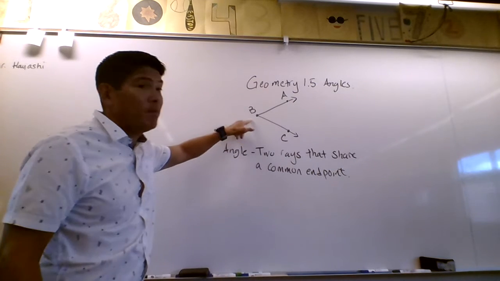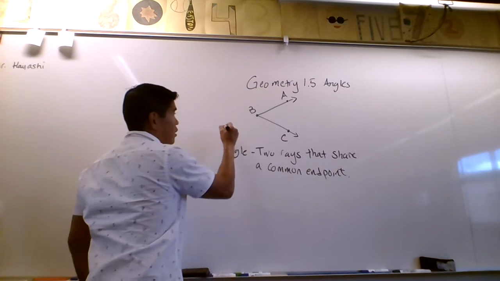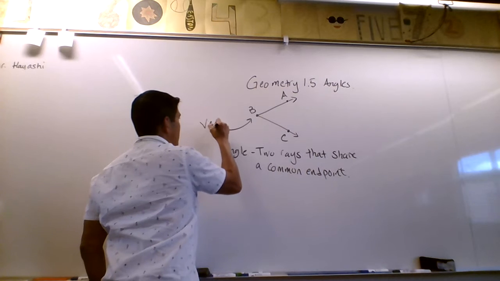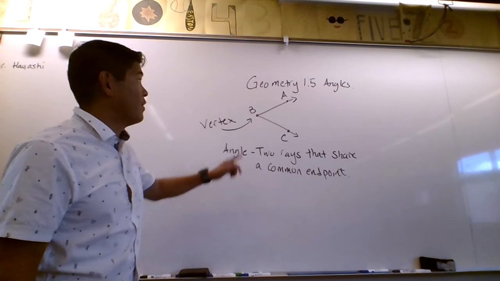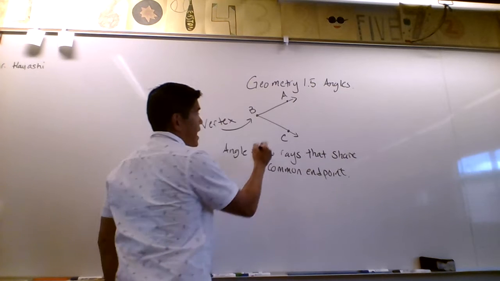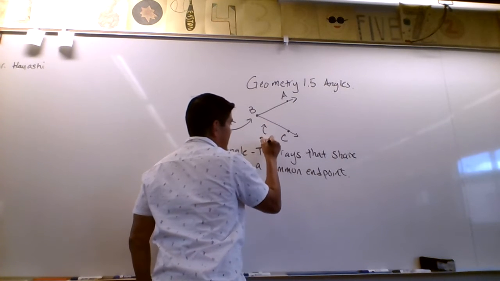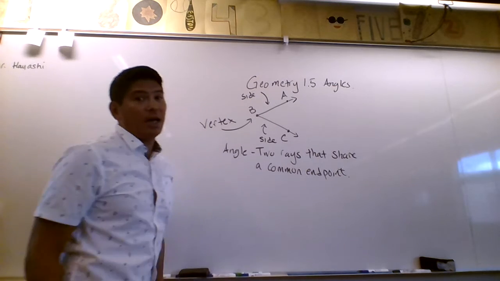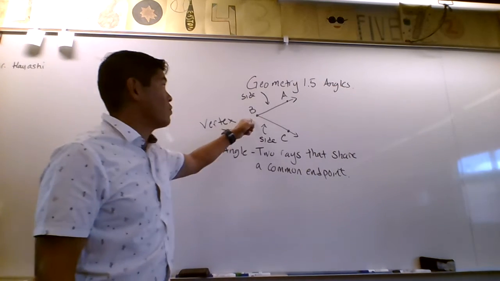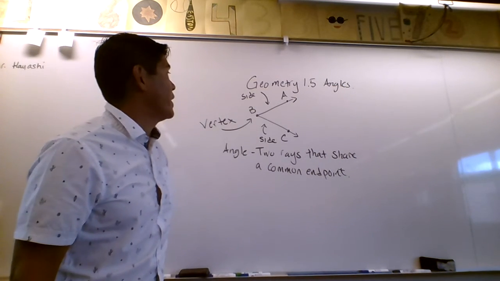That common endpoint that they share is what's called the vertex of the angle. The vertex is just a point, and then the rays are the sides of the angle. So ray BC is a side, and then ray AB, sorry, I said ray AB, that's actually incorrect. Ray BA is also a side.